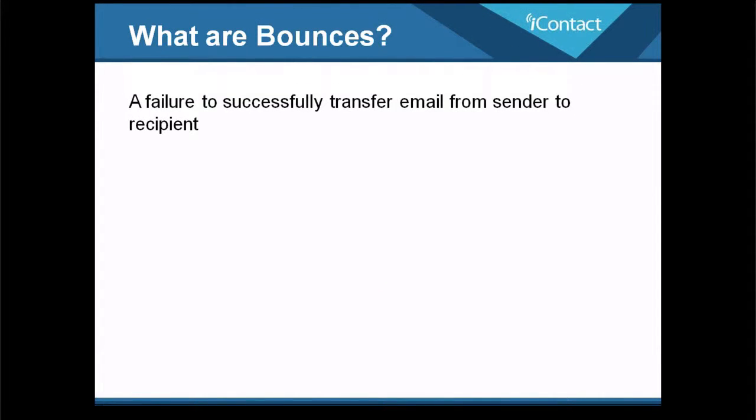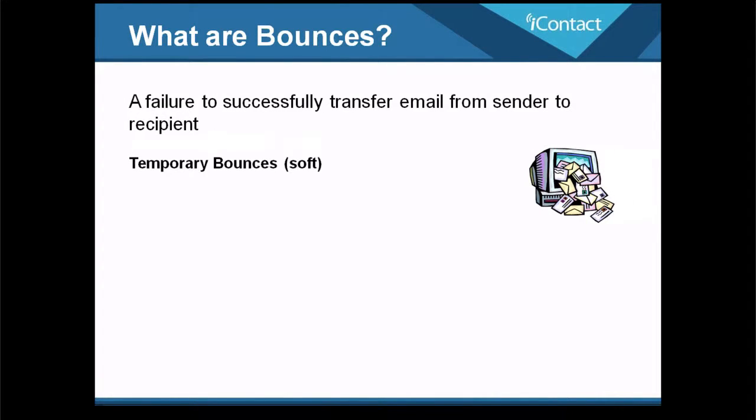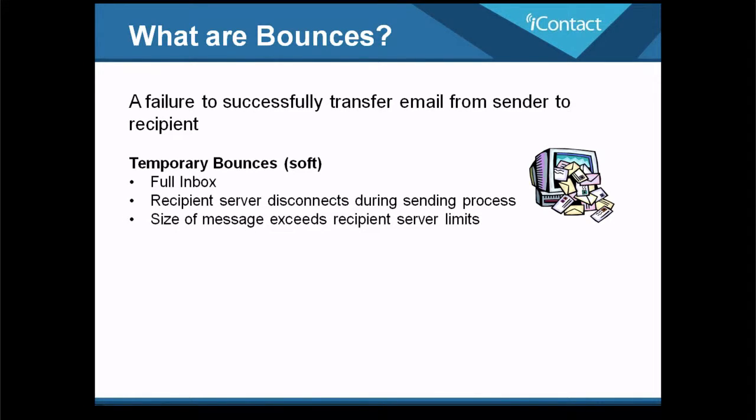So now let's talk about bounces. Bounces are a failure to successfully transfer email from sender to recipient. Bounces are divided into two groups, temporary and permanent. Temporary bounces, also known as soft bounces, occur when an email reaches the recipient's mail server but does not reach the recipient's inbox. Some likely causes for a soft bounce include a full inbox. Could be that the recipient's server disconnected during sending, or that the message size exceeded the recipient's server limits.